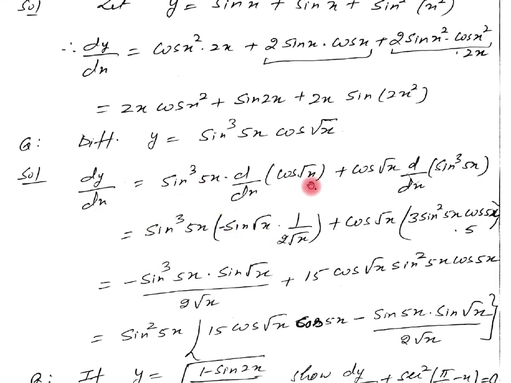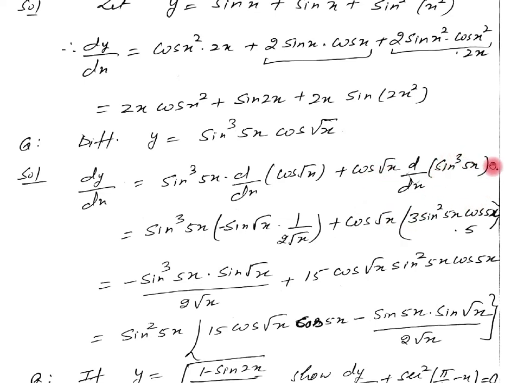Now we have to differentiate cos under root x. This is the first function, this is the second. For the first function this will remain as it is. Now the derivative of cos is minus sin under root x. Then the derivative of under root x, yesterday I told you, is 1 upon 2 under root x. You should remember it, because very frequently we have to use the derivative of under root x. So the derivative of under root x is 1 upon 2 under root x, plus cos under root x as it is. Now we have to differentiate it.